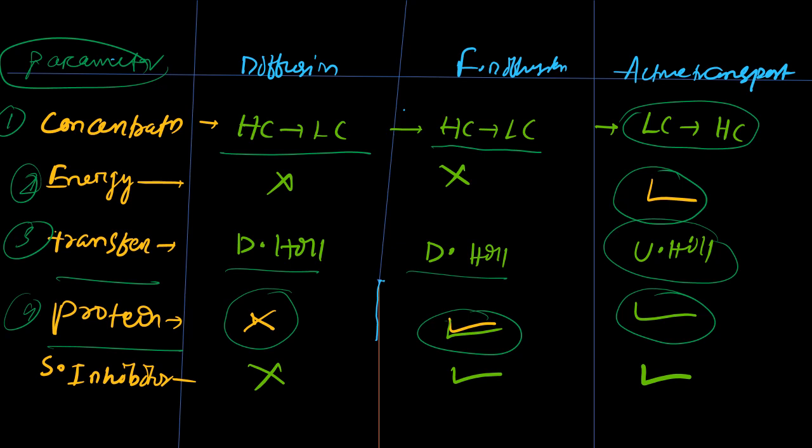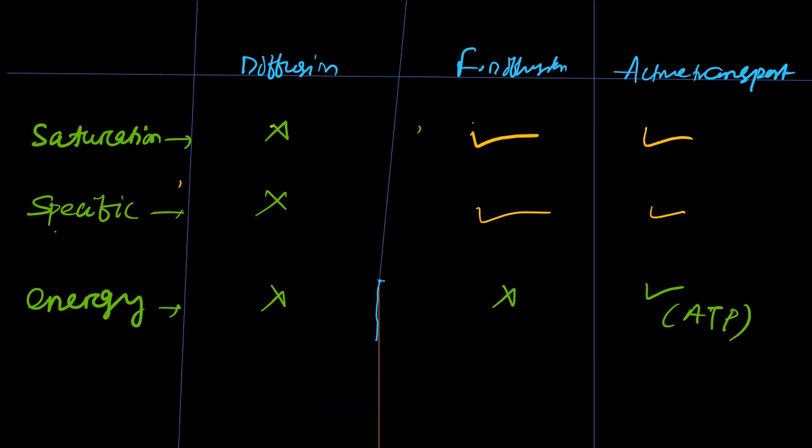Let's consider this is a protein, and if we add some inhibitor, then it will be blocked. If it is blocked, it will not work. Let's consider its work is water transport: if we block this transportation, then water will not be transported through this process. So protein inhibitors affect facilitated diffusion and active transport, but do not affect diffusion.